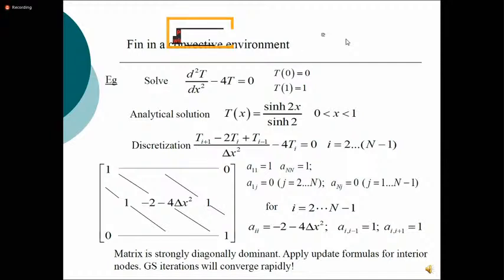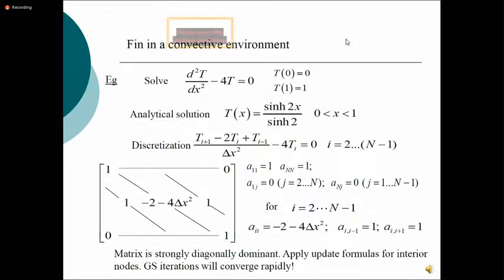This is a fin problem. d2T/dx² minus 4T equal to some right hand side, and then base temperature is 0 and tip temperature is 1, and the analytical solution has this hyperbolic form. Discretizing, you see that the diagonal term has now become minus 2 minus 4 delta x squared, which is greater than 1 plus 1, the off diagonal terms.